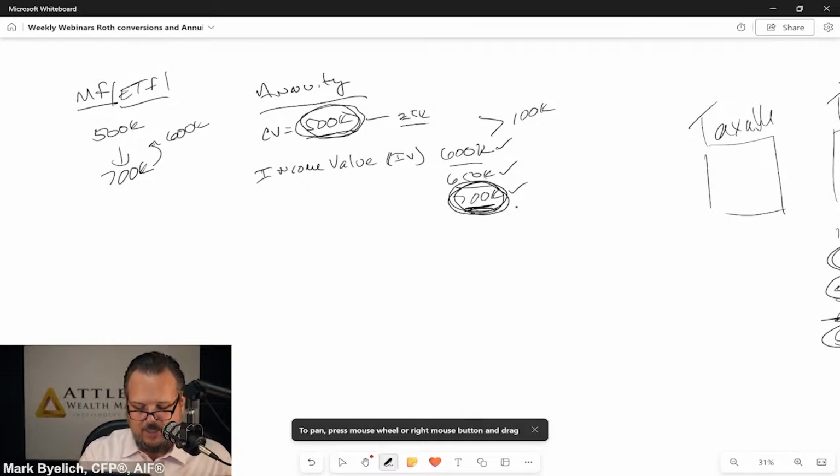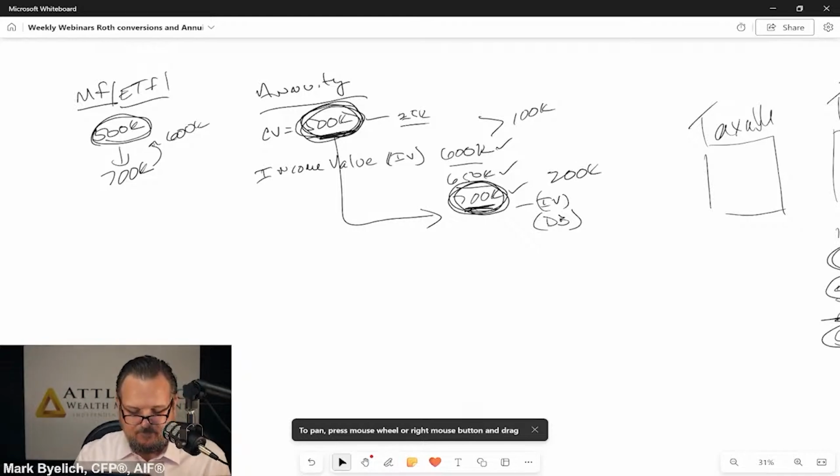So you won't go below that $700,000 for your income value, or potentially even your death benefit, depending on how the contract is structured. So you'll see that there could be a value between the actual cash value of the investment, just like there's a value with the mutual fund, and this income value. Let's just now call it $700,000. So now the difference is $200,000.